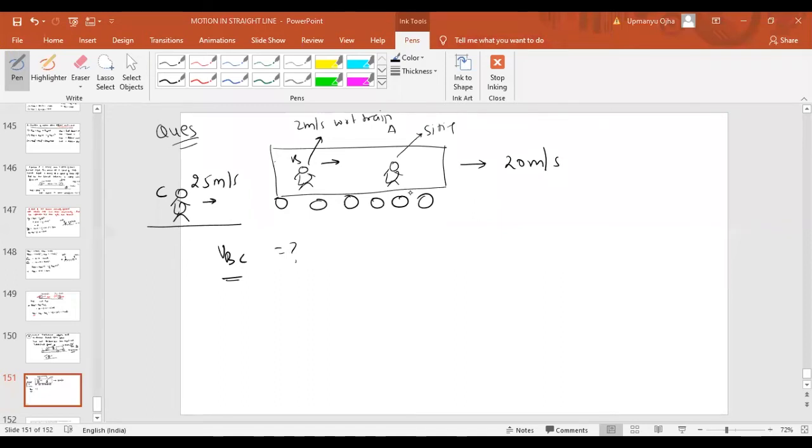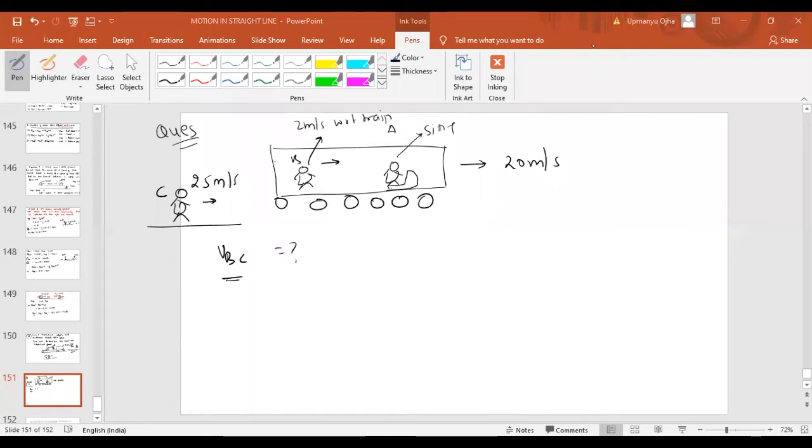A is sitting, A is not moving. A is in the train, sitting in some chair or something like this. He is not moving. B is moving inside the train with a speed of 2 meters per second. C is on the platform and is moving towards the train with a speed of 25 meters per second. So what is the velocity of B with respect to C? Minus 3 meters per second.